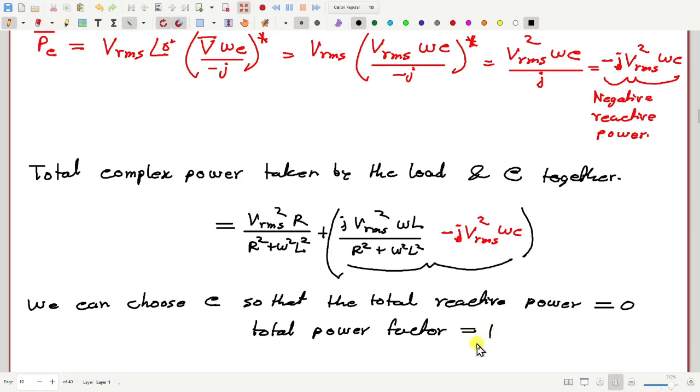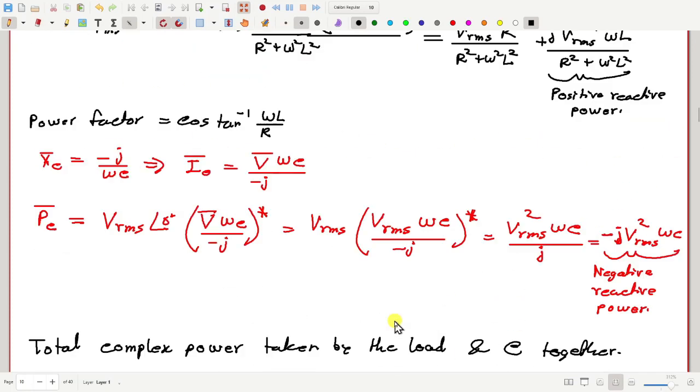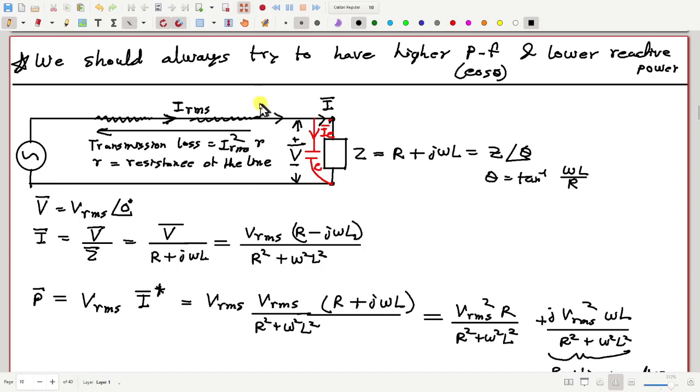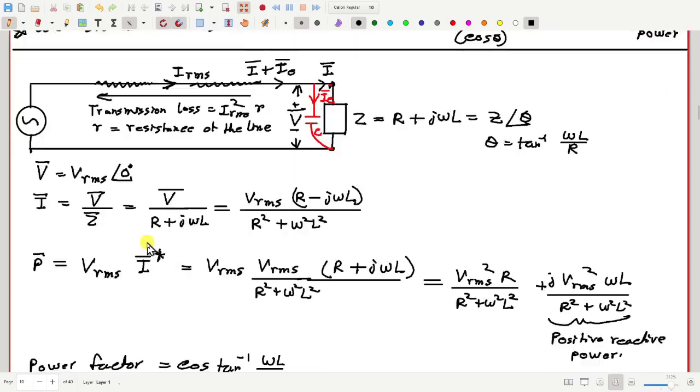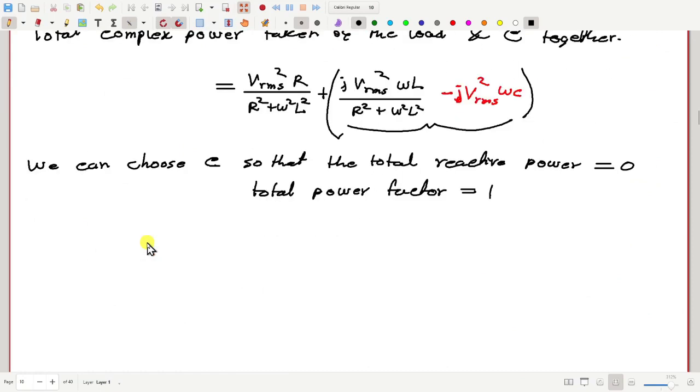So what is the advantage of doing that? In doing this, the value of the total current, I plus IC, will become much lower than I itself. So this current can be lowered, and therefore transmission loss can be lowered. This is called power factor improvement. That's all. Okay, so this is called power factor improvement. Okay, so I shall stop here.